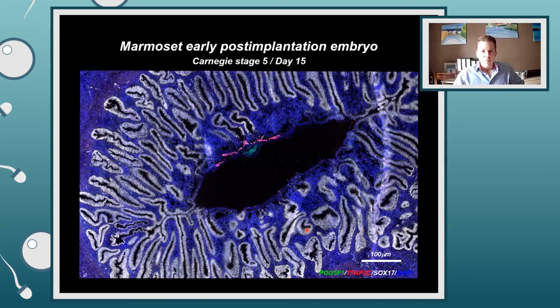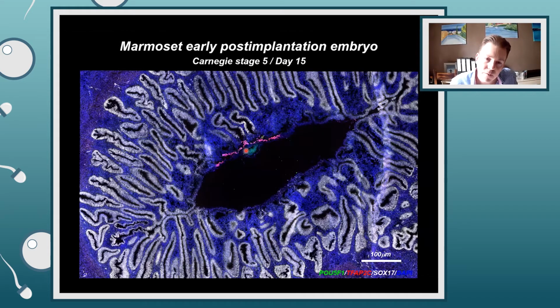This is what marmoset implantation looks like. This is a cross section of the uterus. You can see the endometrial glands here. This is the uterine cavity. And this slide has been stained for OCT4, our key marker for embryonic pluripotency. This labels the embryonic disc here, very early, just after implantation.